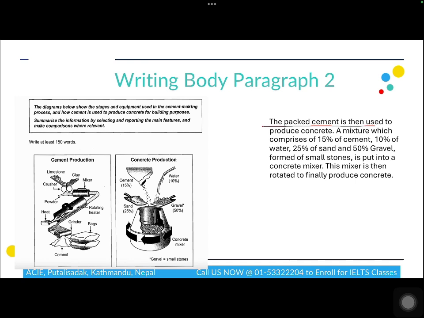The packed cement is then used to produce concrete, a mixture which comprises of 50% of cement, 10% of water, 25% of sand, and 50% gravel, formed of small stones, is put into a concrete mixture. The mixture is then rotated to finally produce concrete. Now this is all that has been shown in the figure, and you should not give your own opinions or subjective opinions in case of writing academic task 1.